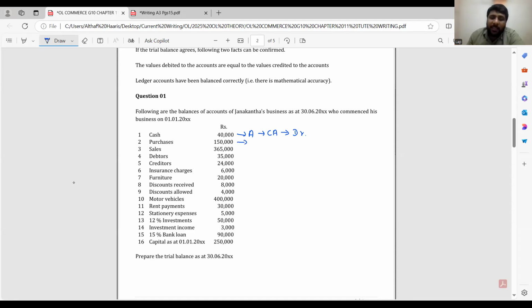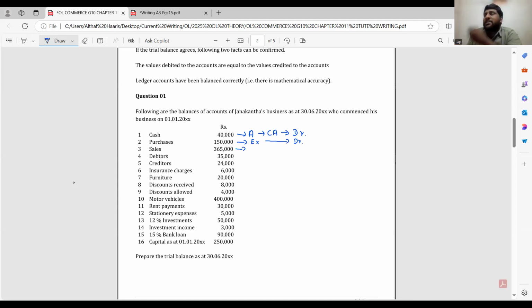Purchases is what for the business? Good. Expense. Purchases are expenses. I clearly stated, all the stock purchases should be recorded in the purchase account. In the double entry system, the purchase account is an expense account. Expenses increase on which side? Debit.